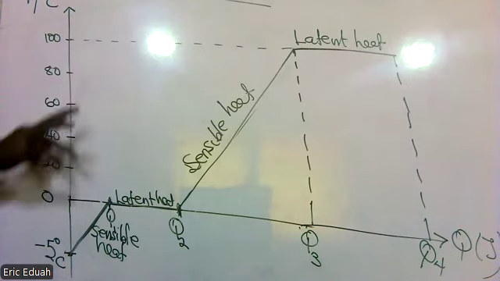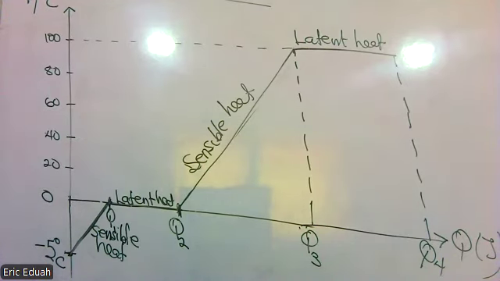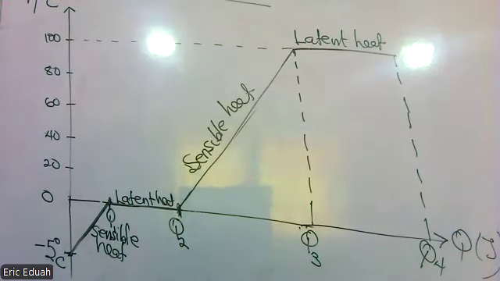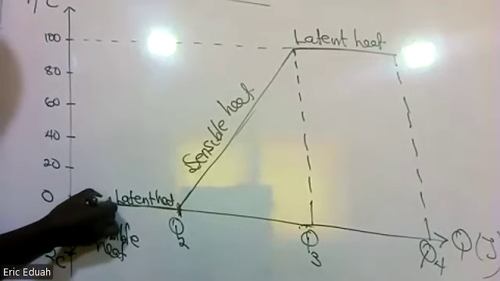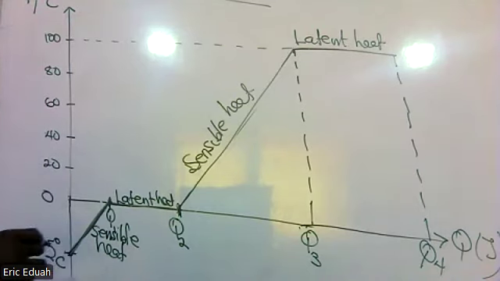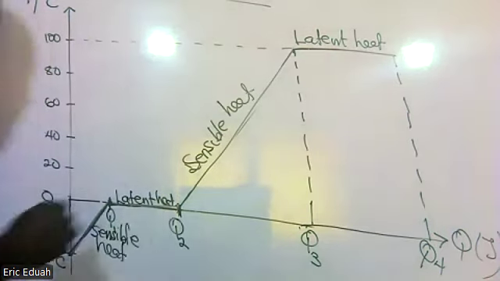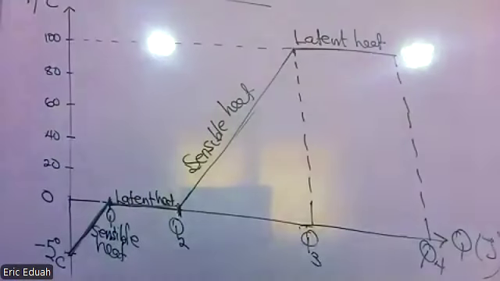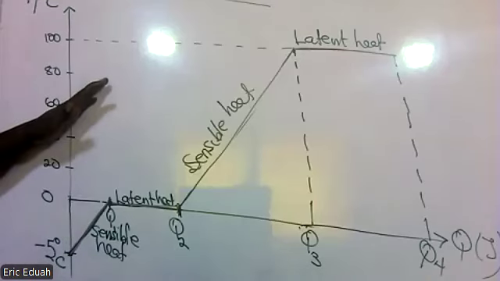This is an example of a heating curve. So if you refer to what we saw, the first quantity of heat energy we calculated was this. Then we calculated latent heat, sensible heat, then finally latent heat. So this is an example of a heating curve.